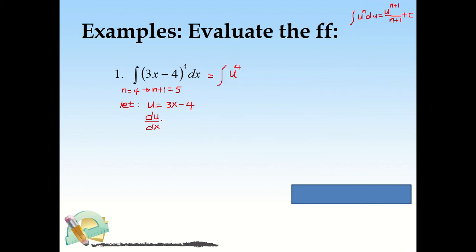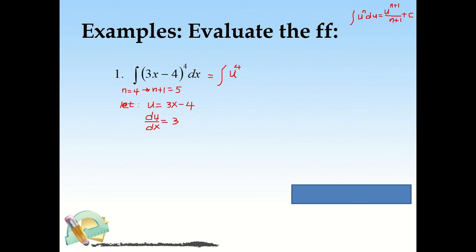So du over dx, meaning we just take the derivative of u. This will be 3, right? Because the derivative of 3x is just 3. The derivative of a constant is equal to 0. But what we need here is du. From the formula, we need du.